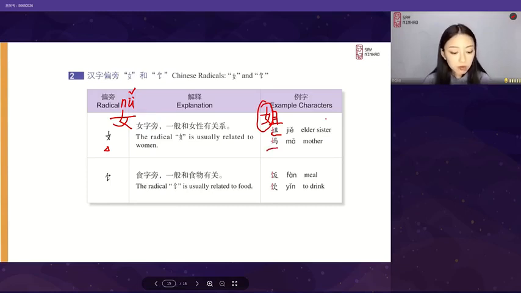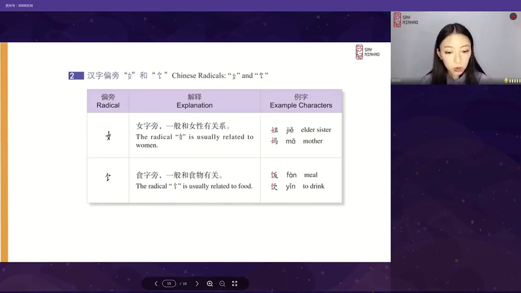Next one, we're really familiar with it. Ma, which means mother. Mother, obviously, woman. So the left part of ma is 女字旁, radical 女.